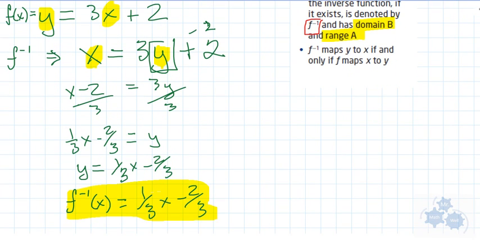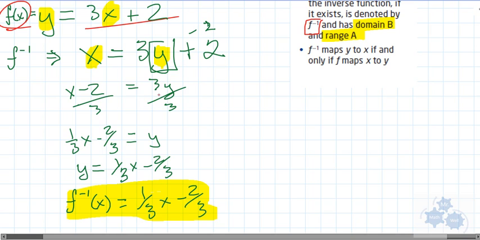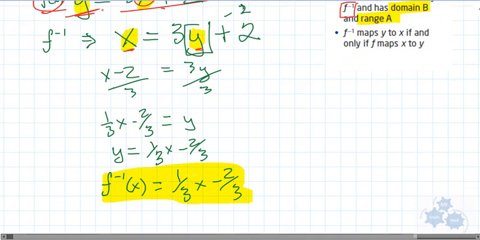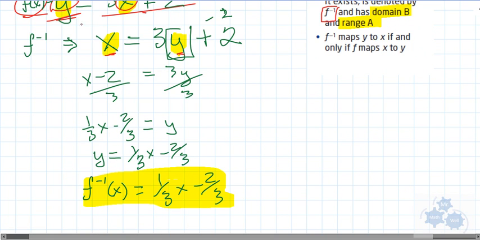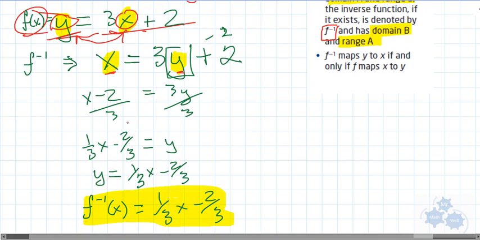If this is our original function right here, f of x equals 3x plus 2, or y equals 3x plus 2, to find the inverse, think reverse. And I simply reversed the x and the y. Just plucked them right out of there, took them right out, and I just exchanged them like that, okay? And then I solved for y to get the expression of the inverse.